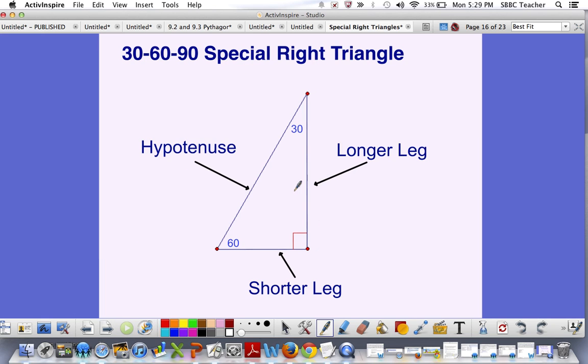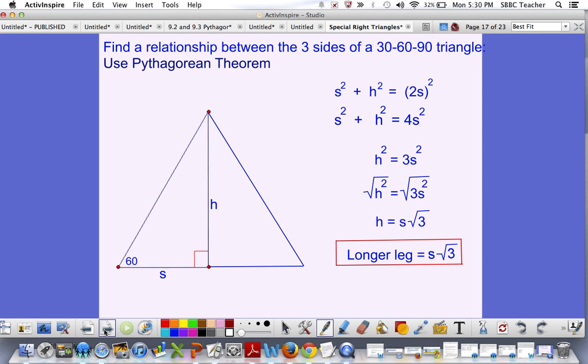This new triangle has a hypotenuse, which is opposite the right angle symbol, a shorter leg, which is always adjacent to the 60-degree angle, and a longer leg, which is always adjacent to the 30-degree angle. This is a 30, 60, 90 triangle. The relationship between the three sides of a 30, 60, 90 triangle can be found using the Pythagorean theorem.